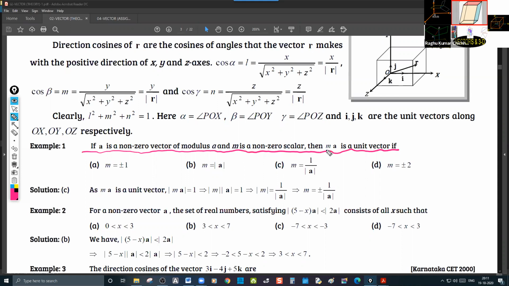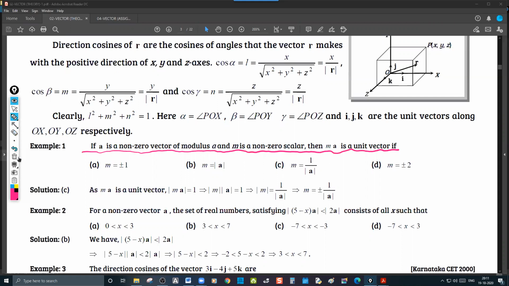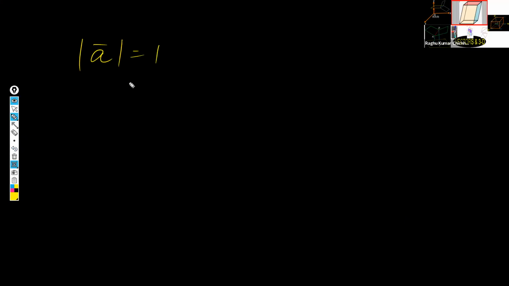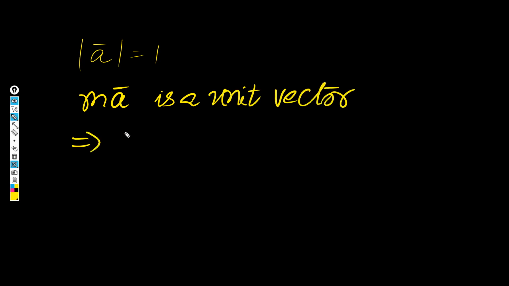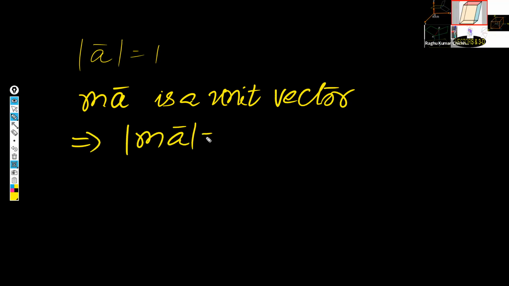M A bar becomes a unit vector only when M becomes 1? No. What is the meaning of unit vector, first of all? A unit vector is one whose modulus should be 1. Modulus of A bar is equal to 1. So if A bar is made as M A bar, where M is any scalar, then M A bar is a unit vector when its modulus must also be 1. Then only it will satisfy the conditions.